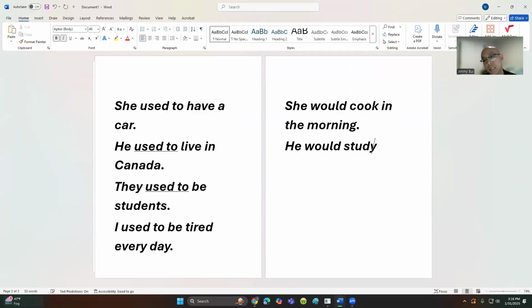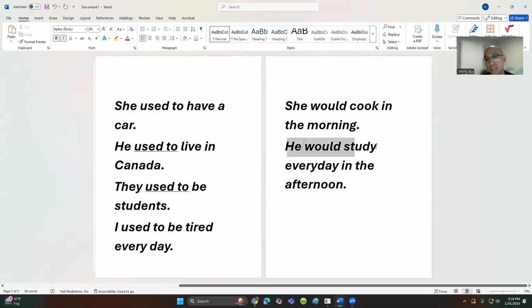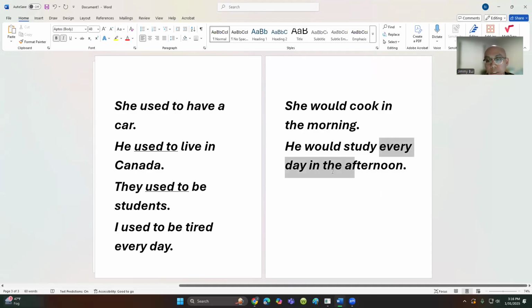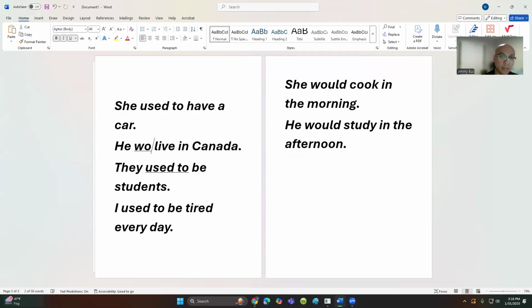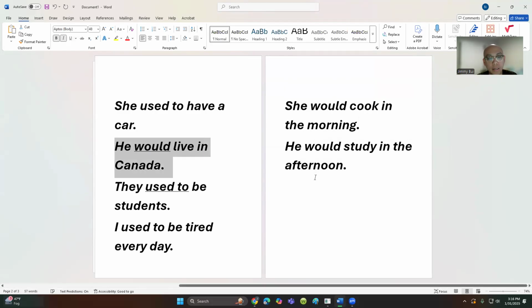He would study every day in the afternoon. And so this is a past tense scenario. He would study every day in the morning. He would study in the afternoon. This is past tense. And so very similar to if I changed it here, grammatically, it looks the same. He would live in Canada. He would study in the afternoon.